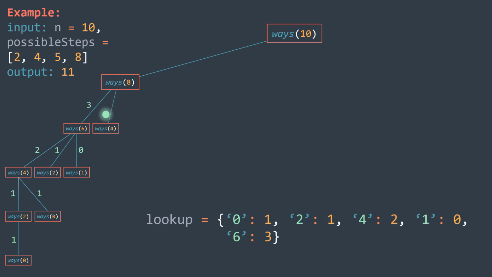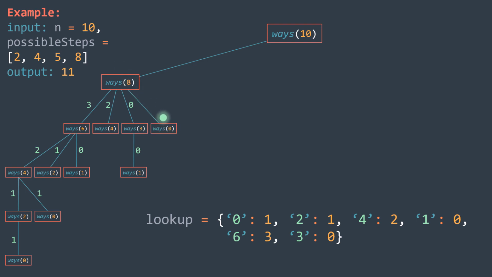Now 8 minus 4 is 4, and we already have the value, it's 2. 8 minus 5 is 3, we don't have it. 3 minus 2 is 1, and we know that ways to reach 1 is 0. We can't perform any other call from 3 because n would be negative, so the sum is 0. We store it and we return.